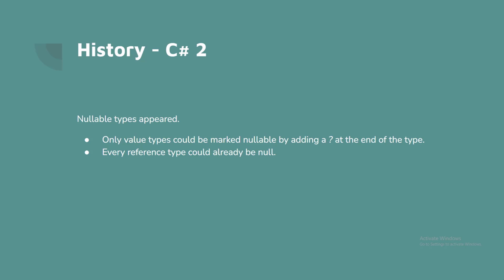String was an exception. It could already be assigned null. And so you wouldn't have a question mark on a string type either. But every other reference type could already be null, so you couldn't make those nullable as well. Or maybe you could, but you just never did.